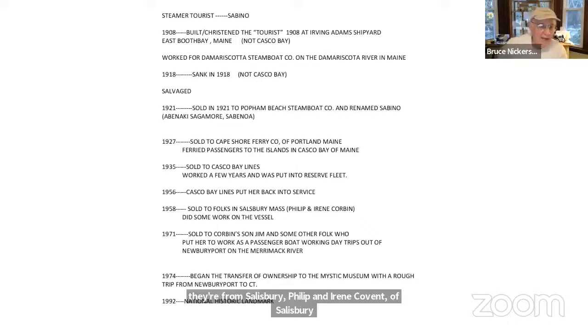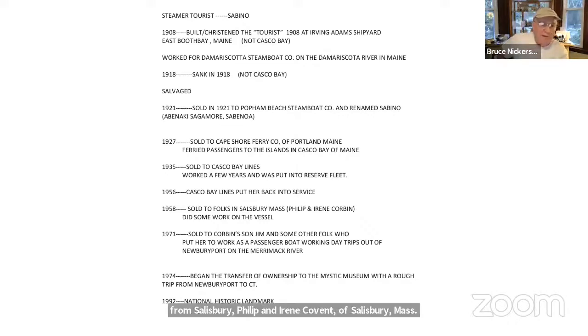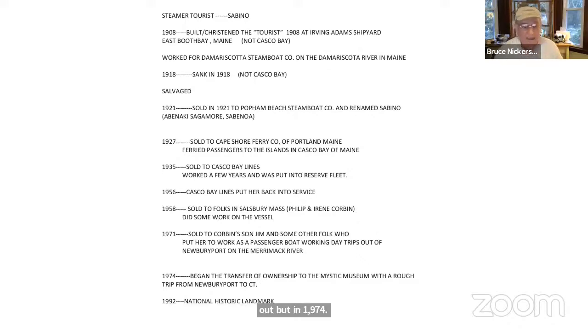In 1958, they bought it. In 1971, they sold it to their son, Jim, on the Merrimack River in Newburyport, and he wanted to make some money with it, run some excursions. Well, I don't know how that worked out, but in 1974, they began the transfer of ownership to the Mystic Museum in Mystic, Connecticut. In 1992, the vessel was listed on the National Historic Landmark.